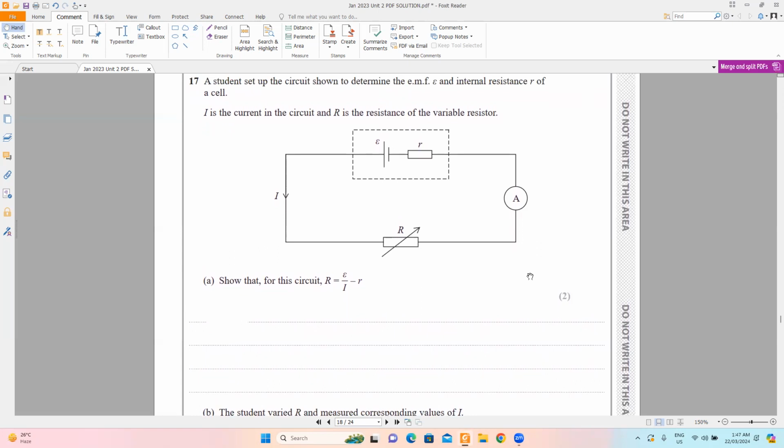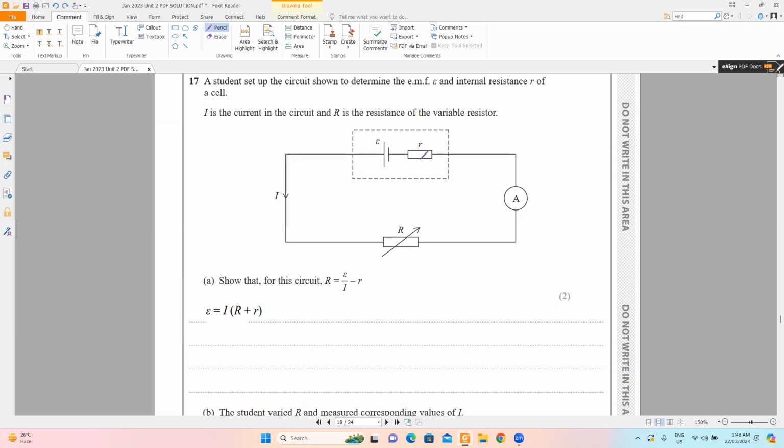Forget what the question asks you to show. Just look at the circuit. This internal resistance and the load resistance are connected in series, right? So this EMF will be shared among these two. So this EMF will be equal to IR plus Ir. Since they're connected in series, the same current flows through both this load resistor and this internal resistor, right?